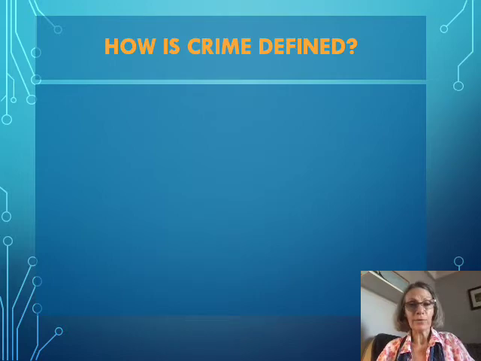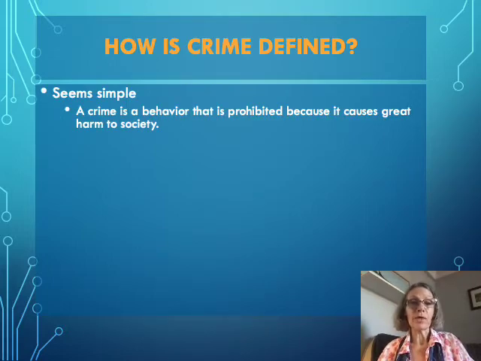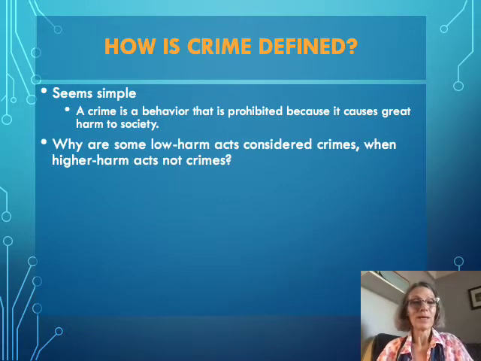So how is crime defined? Initially, it seems sort of simple. A crime is a behavior that is prohibited because it causes great harm to society. When you live in a society, you want to keep people safe. And so if behaviors harm people, if they cause disorder and great disruption, then you're probably going to want to prohibit those behaviors and call those behaviors crimes.